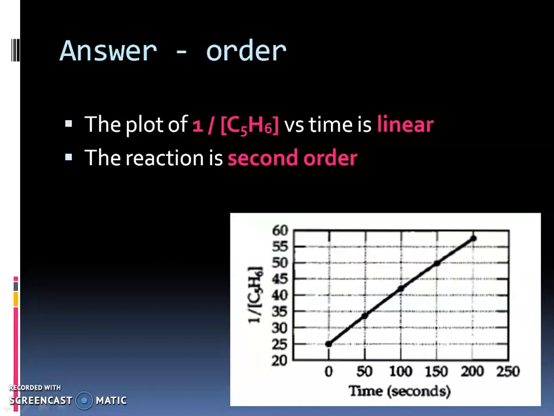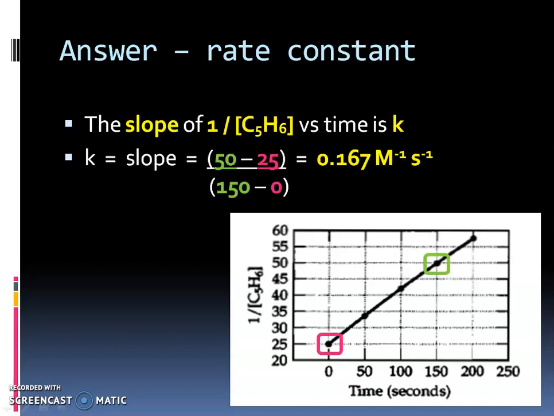So here we have the order. Always looking for that linear graph. Here you have that rate constant. I just chose 2 points and then just did your normal slope, which would be rise over run.